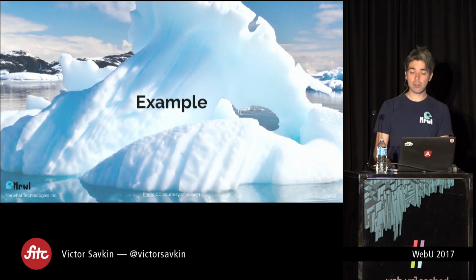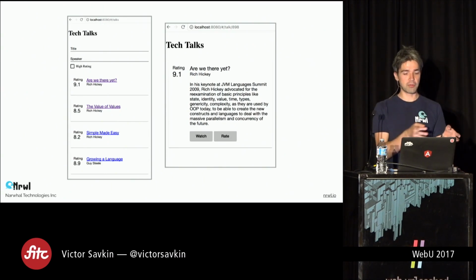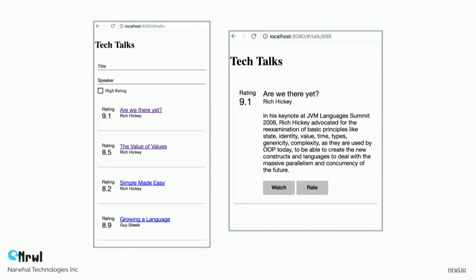Before we dive deep into the content, I will introduce an example that I'm going to use throughout this talk. It's the same example I use in all my talks and all my articles. I like this example because it's very simple. It's an application of technical talks that you can filter, watch, and rate. It has 2 screens. The first screen shows the list of talks, and the second route shows an individual talk, the details of this talk.